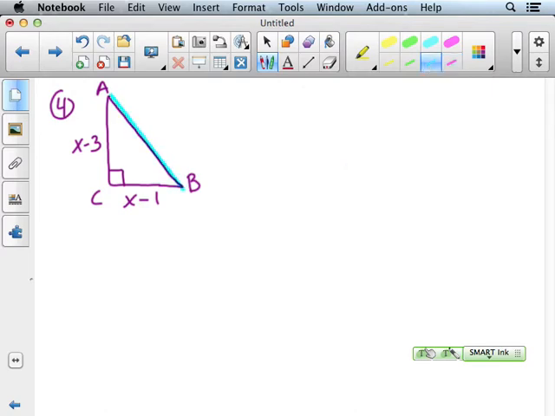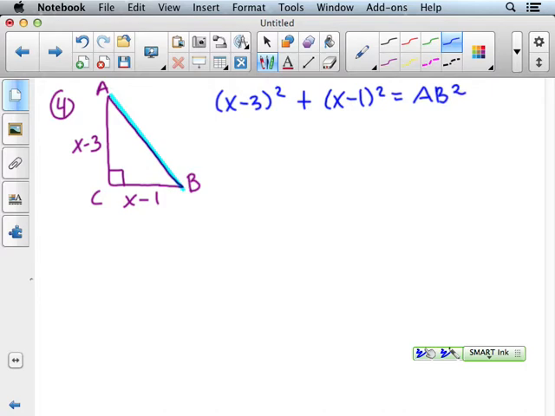Well, I know that if it's a right triangle, I can use Pythagorean's theorem. So I can say (x minus 3) squared, notice I put parentheses to show the whole quantity being squared, plus (x minus 1) squared equals AB squared. And now it's just a matter of working this out. So x minus 3 times x minus 3, because remember, that's what it means to square something. You can't just distribute the 2 inside because of this minus sign.